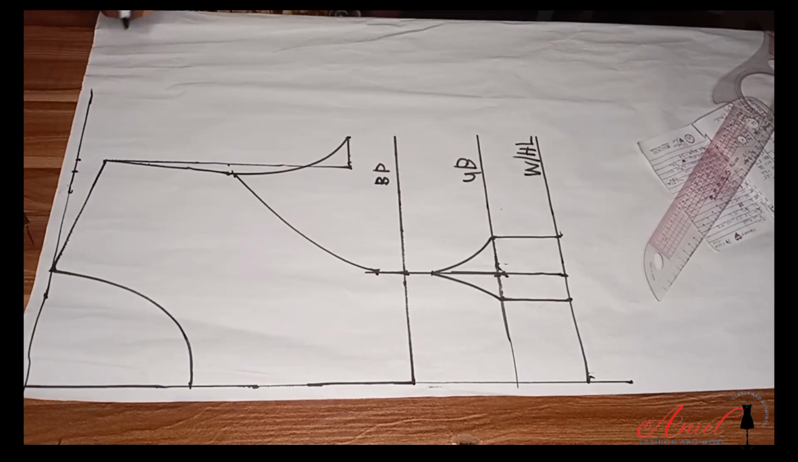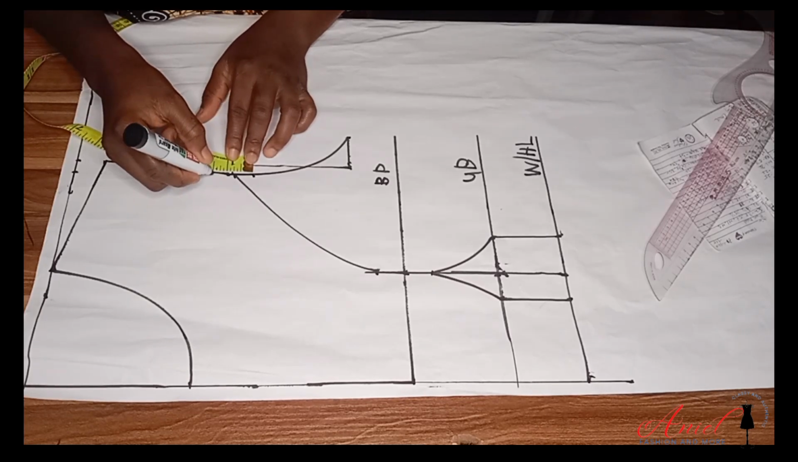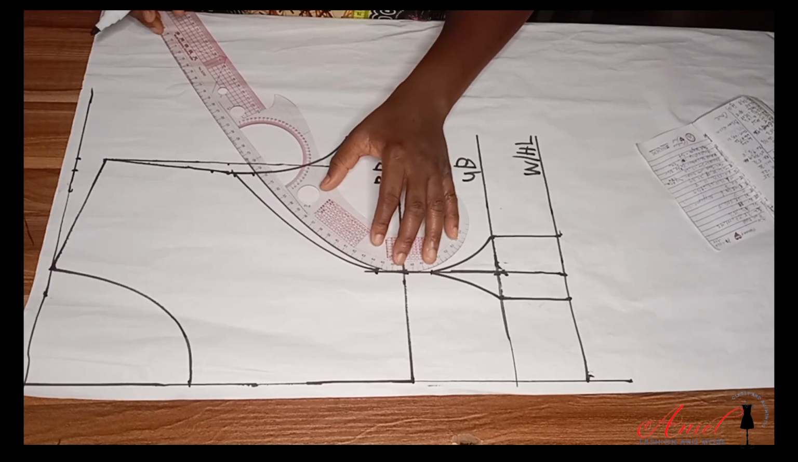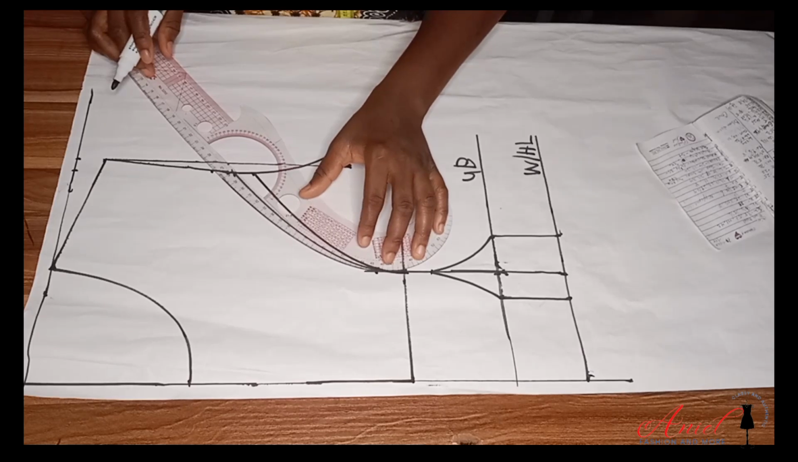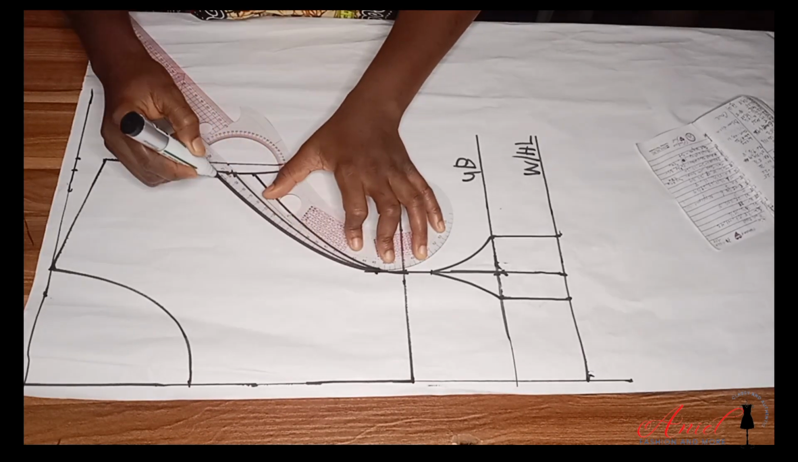And after that, we're also going to take the dart intake around that side. And in doing so, I am going to make use of 1.5 inches. I'll divide it by 2 and share it on both sides, 0.75 on both sides. Using my hip curve, I'm going to connect like the way I'm doing in the video.